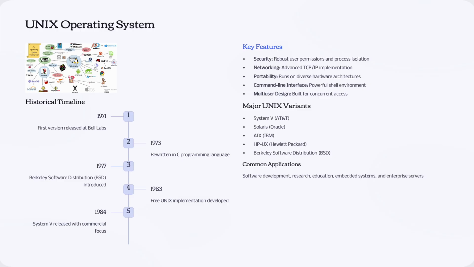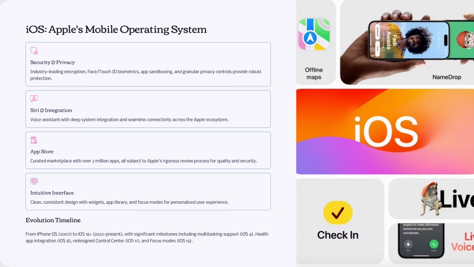So these are the key features and major Unix variants in this particular operating system. And next, let's get into another slide. iOS, Apple's mobile operating system.